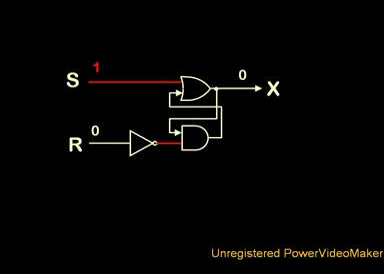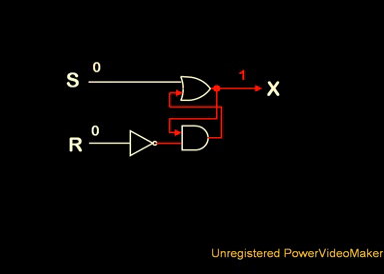Let's try S. If we change S to a 1, the OR gate is going to go to 1. That's going to change that feedback wire to the AND gate. And now the AND gate goes to 1. So not only did it change the output, it also changed the internal state. Those crossed wires have changed as well. Let's see what the result of that is.